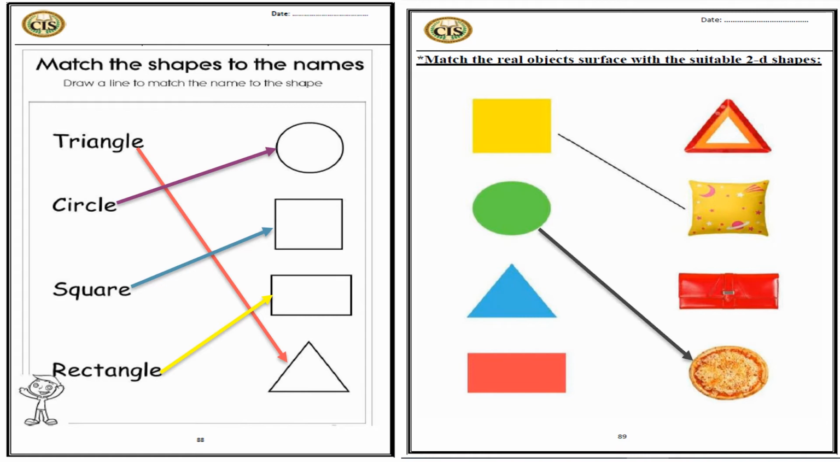Then we have a blue triangle. It looks like the triangle used for traffic. Then the last shape is rectangle. Which one of these is like the rectangle shape? The bag, the red bag.